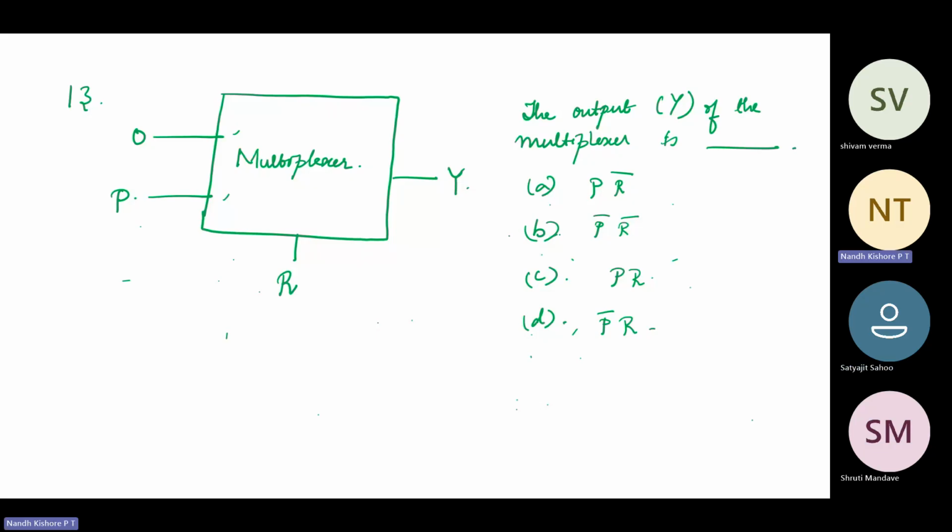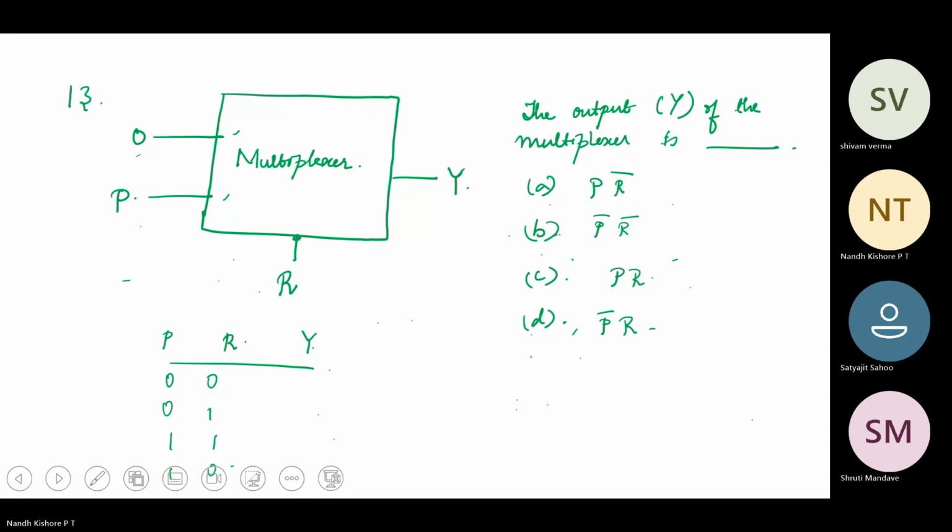Yes, sir. And R is like your enable signal. Unless you get R, you will not get any output. Okay. So now let's draw the truth table. So this is anyway 0, I'm neglecting it. So you have P and you have R and you have Y. Okay. So it can be 0, 0, 0, 1, and 1, 1, 1, 0.